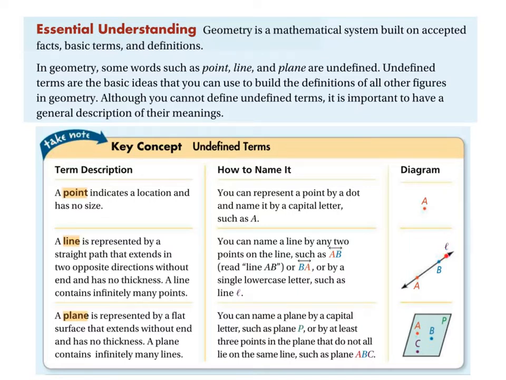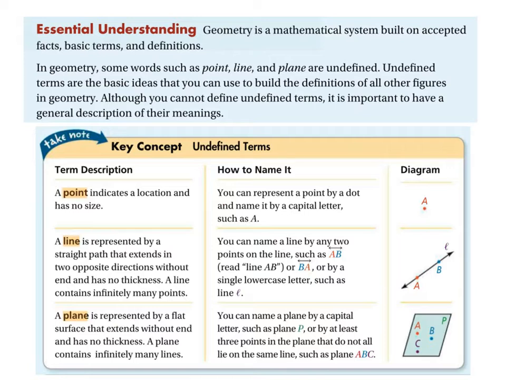And sometimes you see them named with a lowercase letter such as L here. So we could also call that line L. Otherwise, we would use 2 points that are on it and describe it as I said, line AB or line BA in this case.